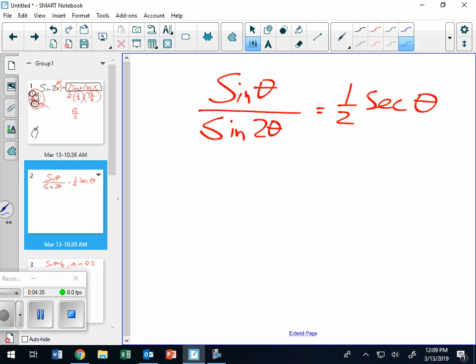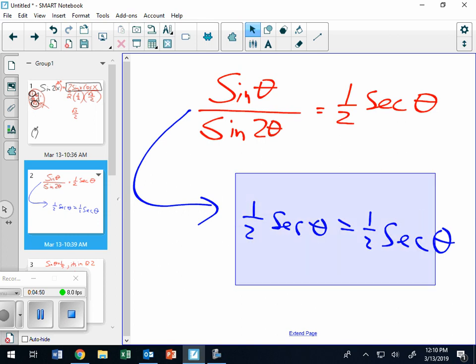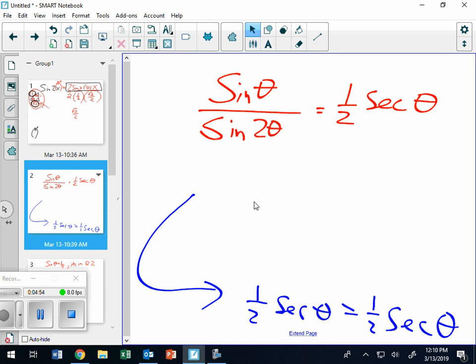You can't just say that 1/2 secant theta is 1/2 secant theta. The point is you got to get from here to here and show me the steps. I know this is how it ends. It's true. That's how it ends. But you need to show me all the steps in between. All right, this is the other one I want you to do by yourself.